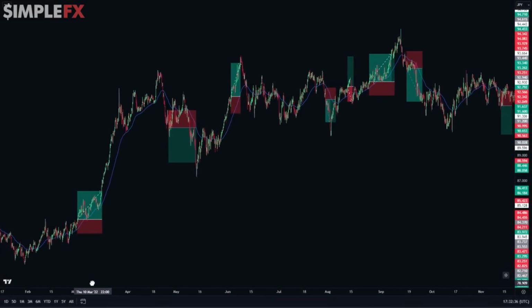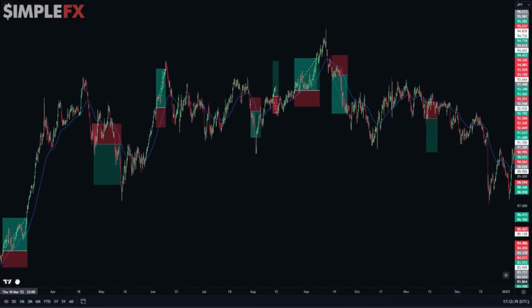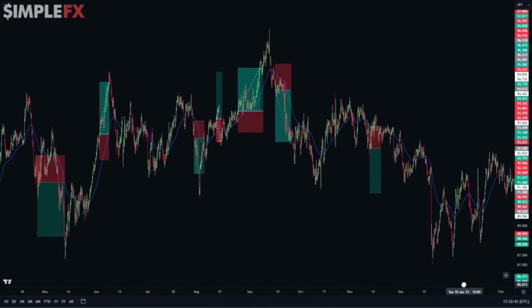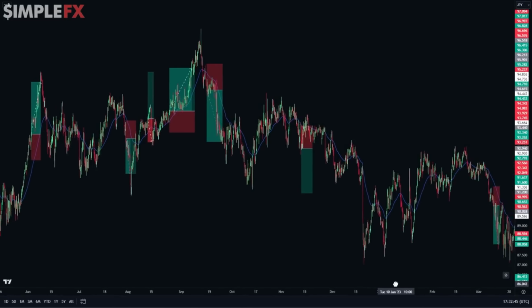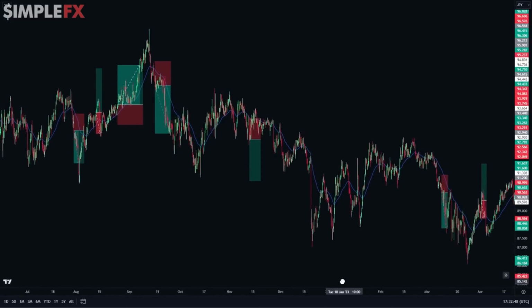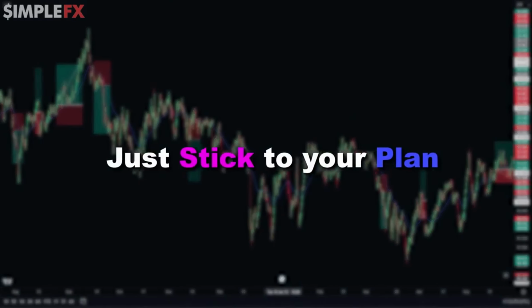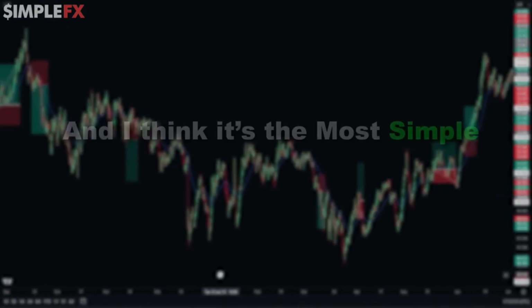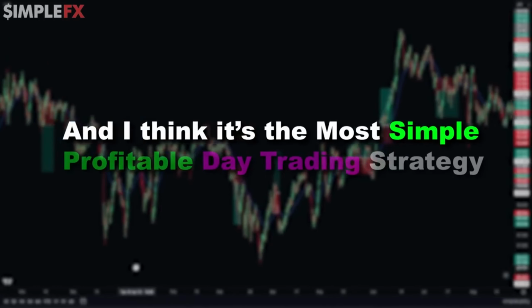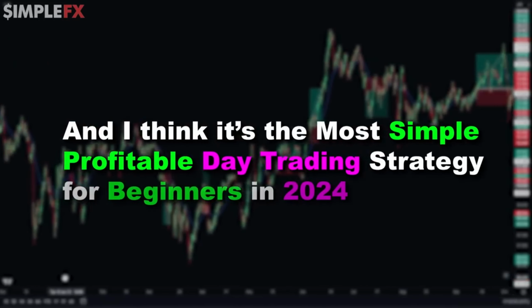So it's proof that your strategy doesn't have to be complicated. If you want to make money with trading, you just need to follow a few simple rules and follow them every single time without any exceptions. Literally just stick to your plan. I like this strategy a lot. And I think it's the most simple, profitable day trading strategy for beginners in 2024.